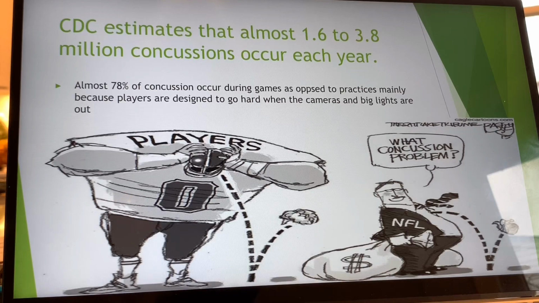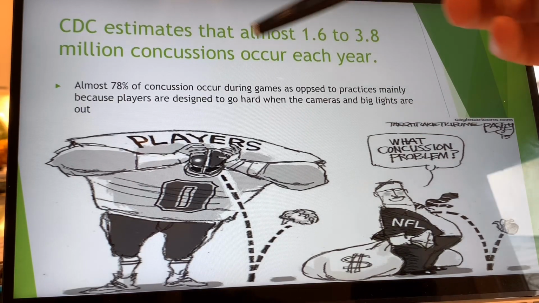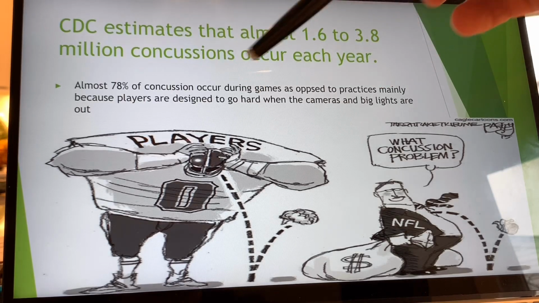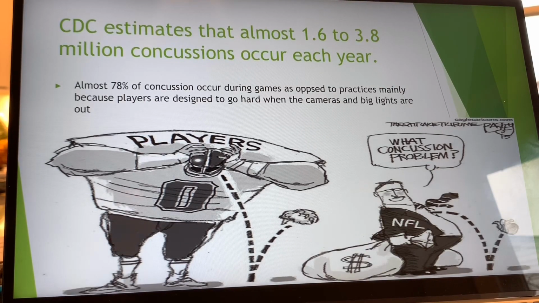All right, let's see. CDC estimates that almost 1.6 to 3.8 million concussions occur each year. Okay, good. He's got a source there. I like that. Almost 78% of concussions occur during games as opposed to practices, mainly because players are designed to go hard when the cameras and big lights are out. Big lights are out? I don't like it. The wording, yeah, it needs some serious improvement there. The big lights are out, right? Almost 78% of concussion occur. There are mistakes here, and this is what we're all looking at.